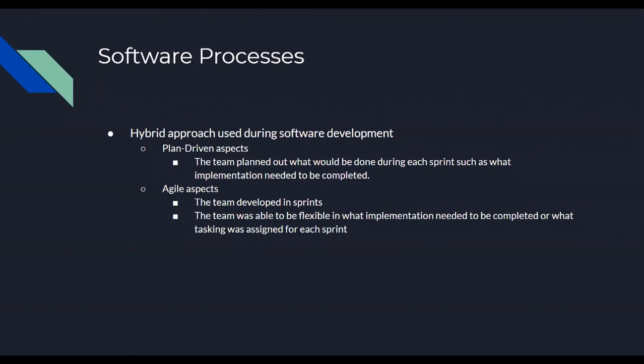Our team used a hybrid approach in regards to our software development process. We implemented both plan-driven and agile aspects. In regards to the plan-driven aspects, our team planned out what we would do at the beginning of each sprint. We would essentially come up with an implementation plan of everything that needed to be done and who would do what. And we tried to stick to that plan as closely as possible.